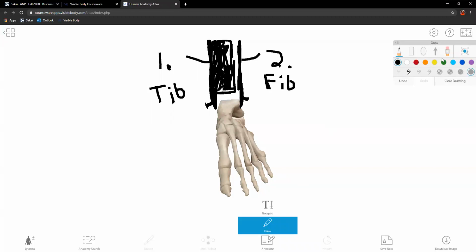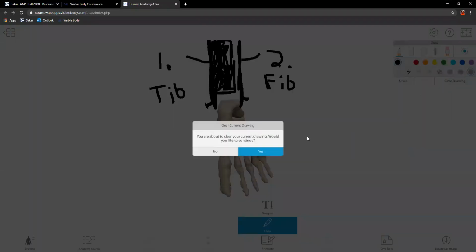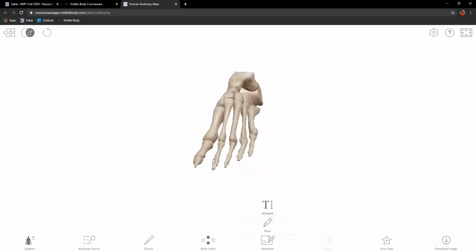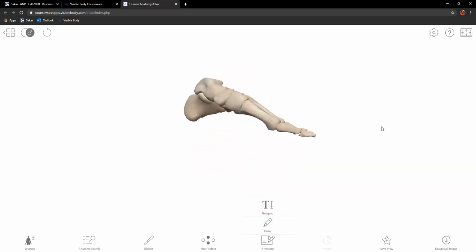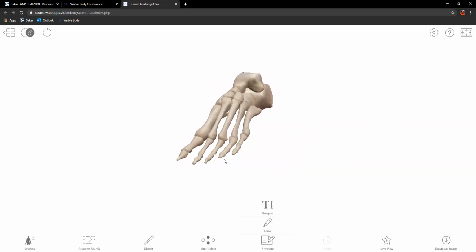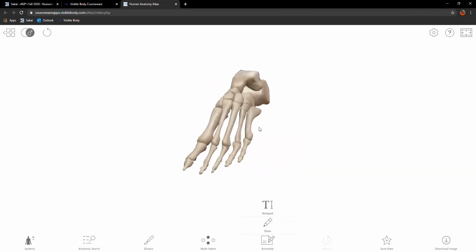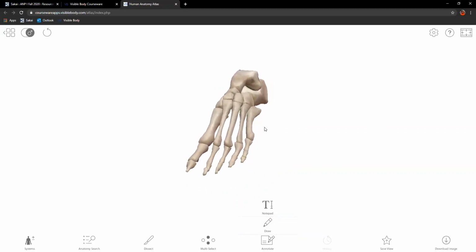So yeah, that should be all the stuff you need to know for the foot. If you have any questions, feel free to email us, any one of the TAs. There's a contact sheet on the Sakai page. Or feel free to ask in lab or anything like that.